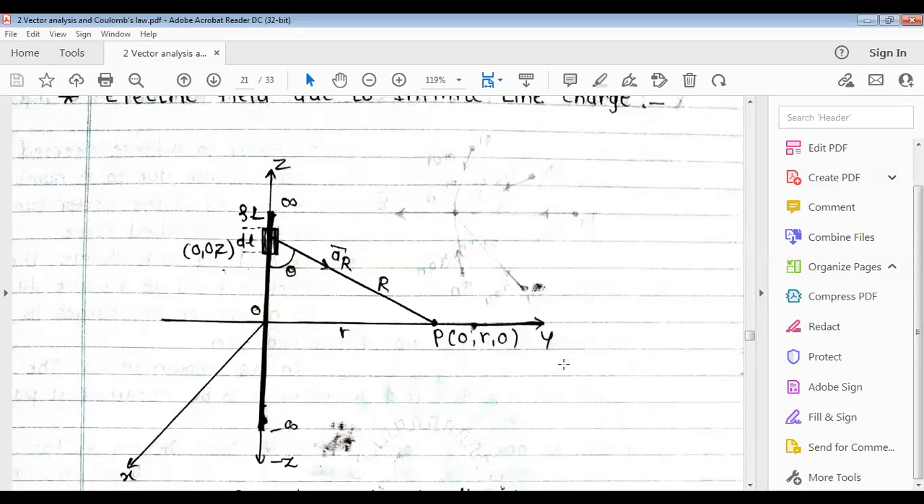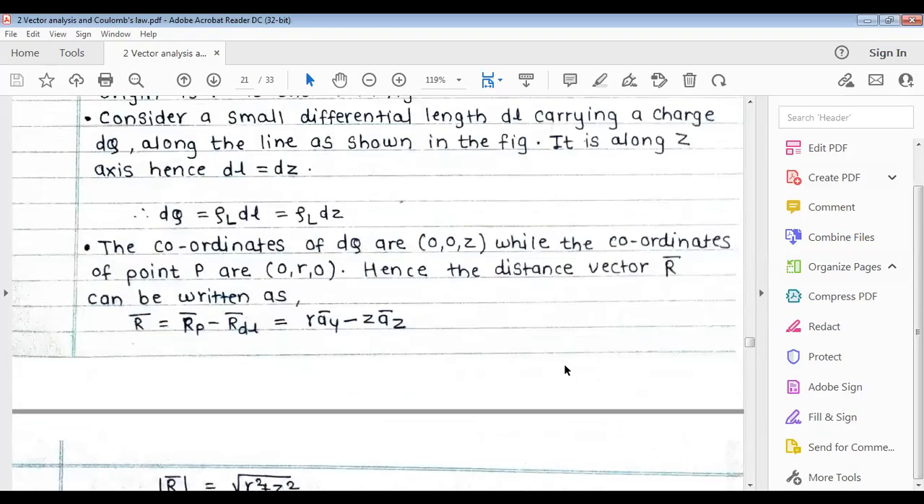After that, we have seen how the equation is taken, because here dq is equal to rho l dl. That is the line charge density, because all of you know the line charge density is given as the charge divided by its length. It is for the line charge. For surface and volume charge, it changes. So we can write this equation as rho l into dz.